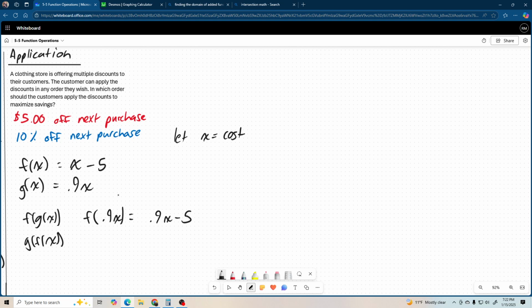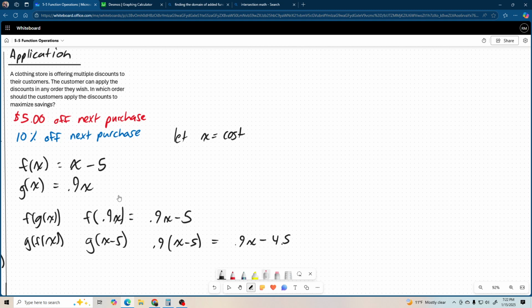Well, let's look at it the other way. What if we take g of f of x? Well, we can say that this would be f of x, which is x minus 5, so what we're going to find is g of x minus 5. And if we go here, this was 0.9 times x minus 5, and now we can actually distribute this. So this is going to equal 0.9x minus, and then this would be 4.5.